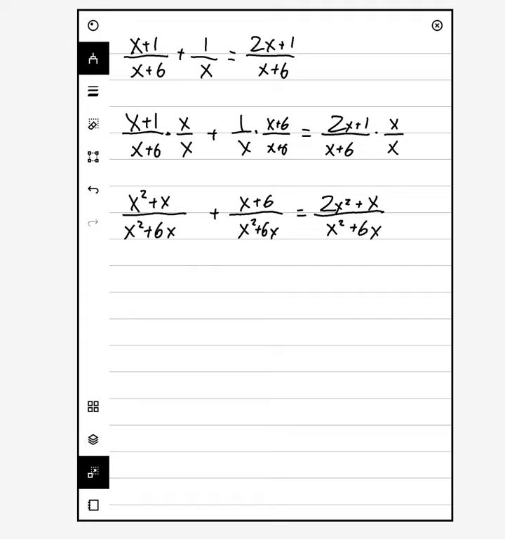All right, cool. So now that they're all over the same denominator, we can basically make this one big equation. So for the next part, I'm not going to write this multiple times. We're just going to consider them all over to be x squared plus 6x. So let's combine these guys and let's do one big one. So we're going to have x squared plus x plus x plus 6, over x squared plus 6x, is equal to 2x squared plus x over the same thing.